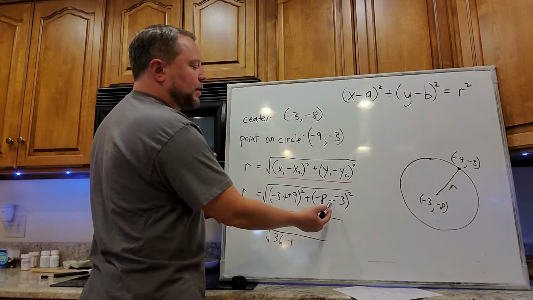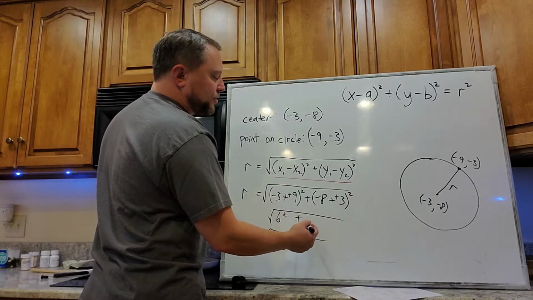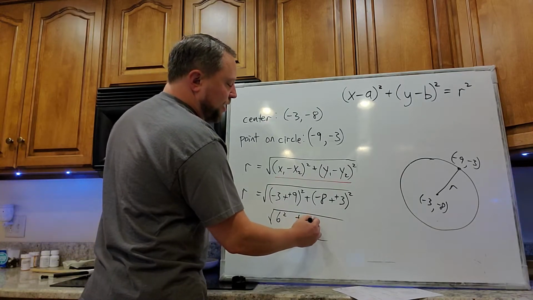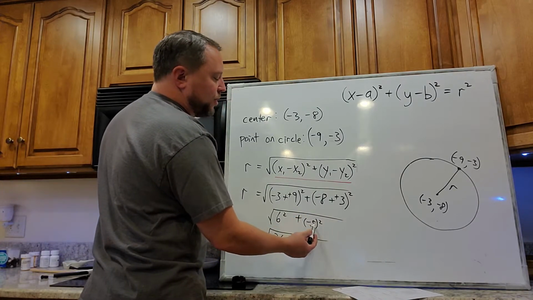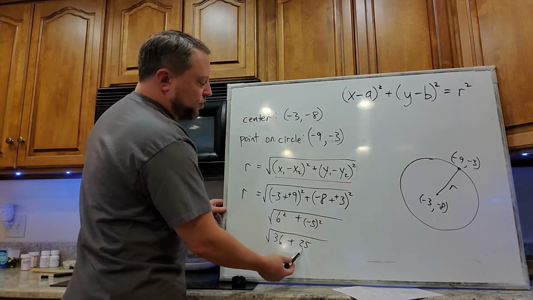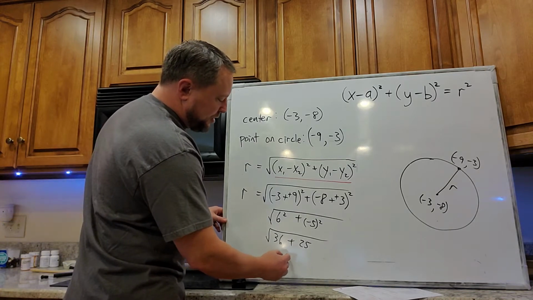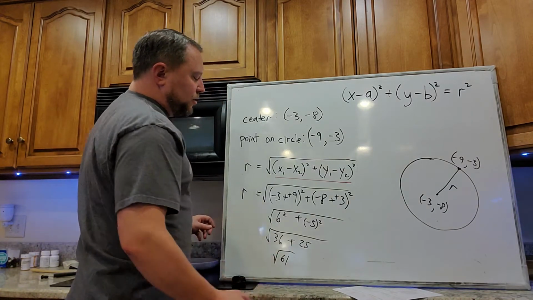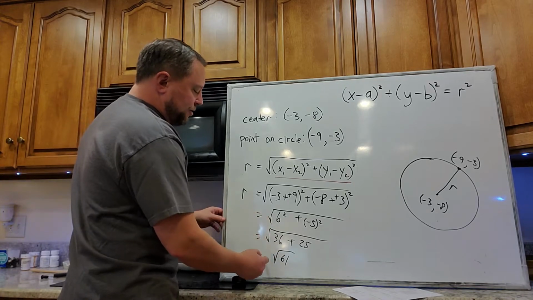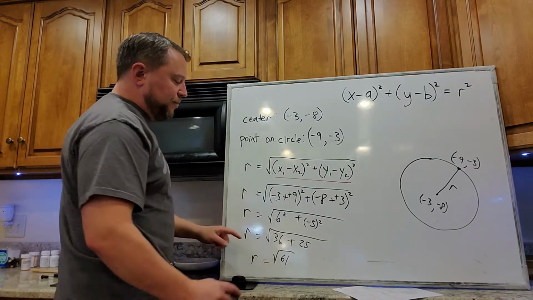Over here, same thing, double negative becomes plus positive. -8 plus 3 would be -5. -5, when you square that, becomes positive 25. 25 plus the 36 then gets me up to 61. So in the end, the radius is going to be the square root of 61.